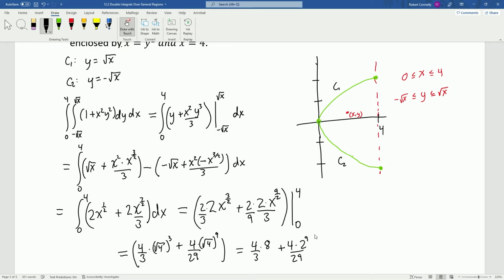It's a little bit above my mental math abilities there. So 8, 16, 32 over 3. Plus, and we'll just call on the old calculator there, 2 to the 9th power, it's 512 times 4. So it gives me 2048 divided by 29.